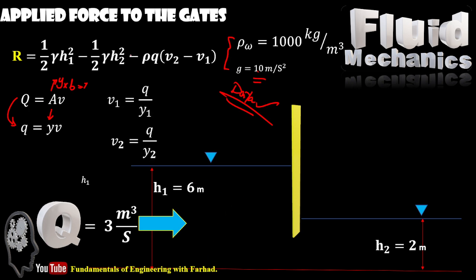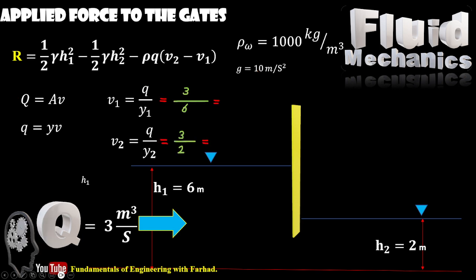And in such a case, V1 is Q over Y1 and V2 is equal to Q over Y2. So if you replace the numeric values, Q is 3 meter cube per second, 3 over 6 is half, 0.5 meters per second for V1, and V2 is 1.5 meters per second. As expected, V2 should be higher than V1.